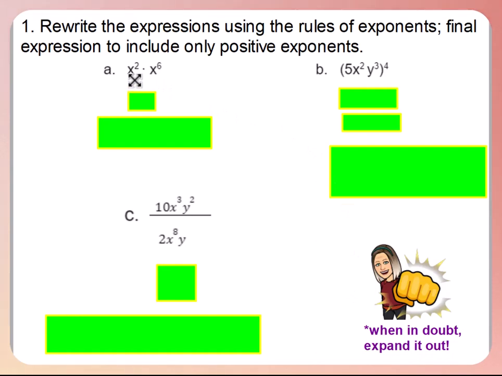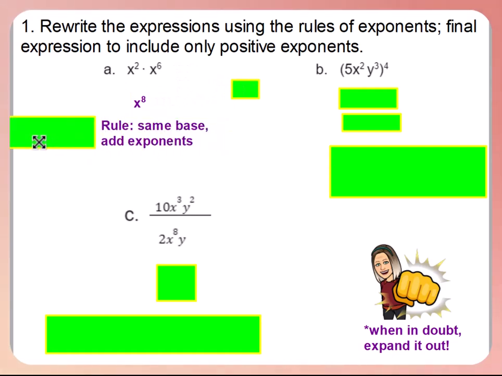We start off with x squared times x to the 6th. If you remember the rules for exponents, when you have the same base and you're multiplying, you add 6 plus 2. So this should be x to the 8th. Same base, multiplying, add the exponents.